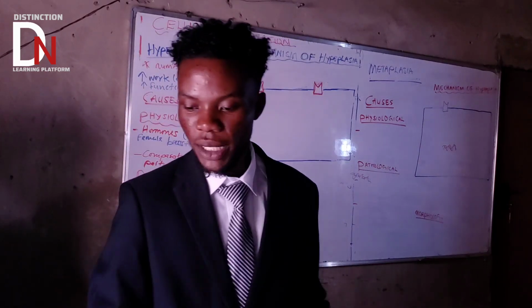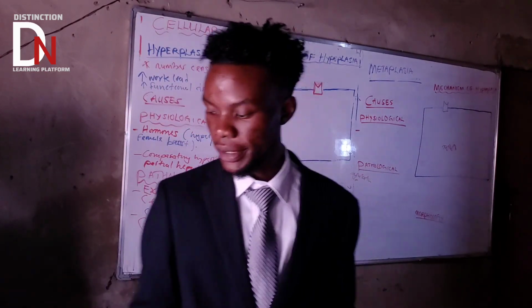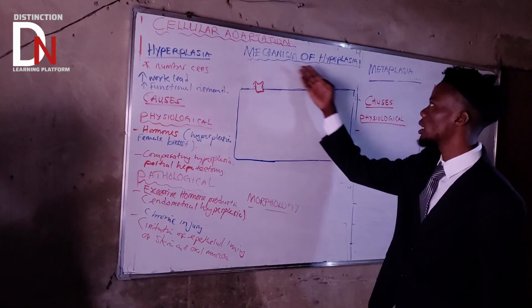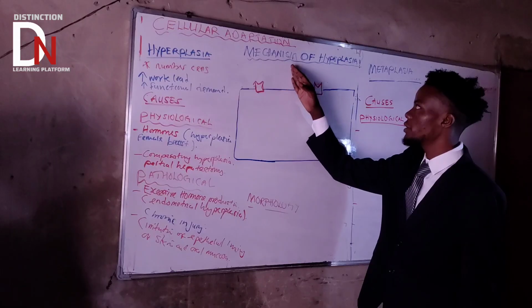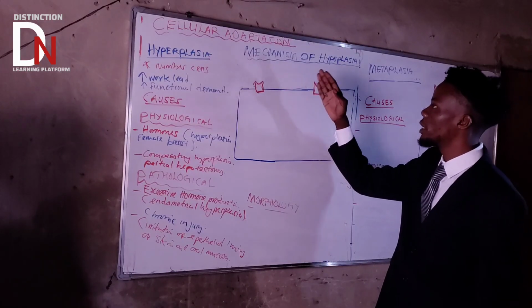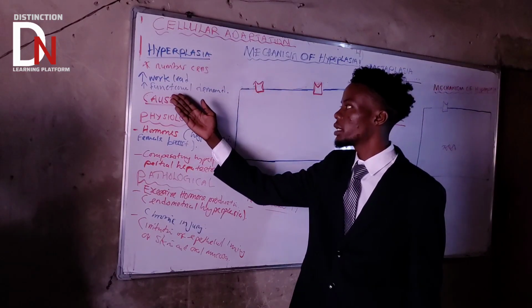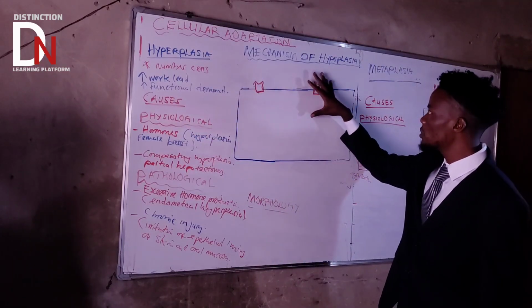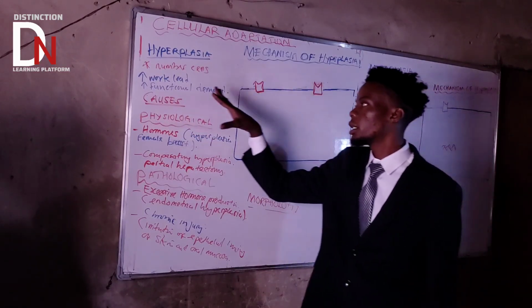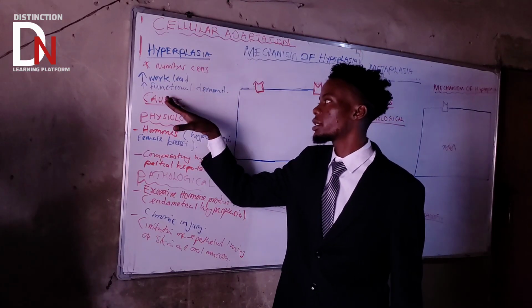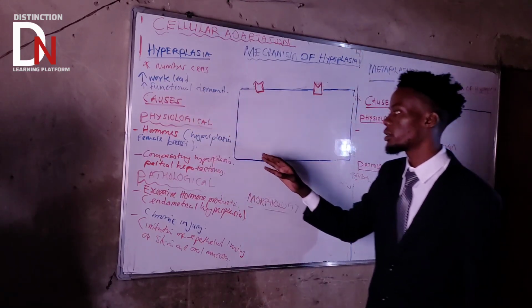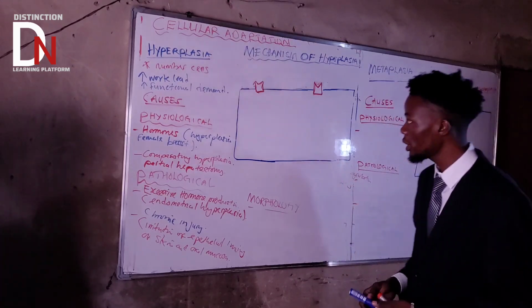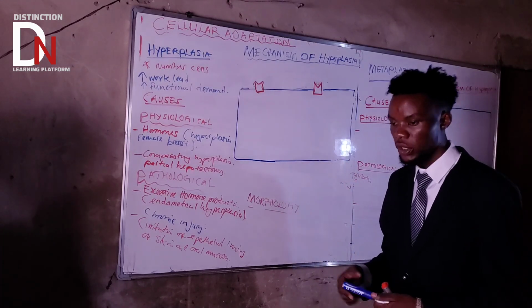Now let's go to the second part, which is the mechanism of hyperplasia. Very, very, very important part. Remember that the reason why there is hyperplasia is because of increased workload and increased functional demand. Mechanism of hyperplasia means how does it overcome increased workload and how does it overcome increased functional demand? So we'll look at how it can result in that. Okay, so what's the first thing? What's the trigger to that?